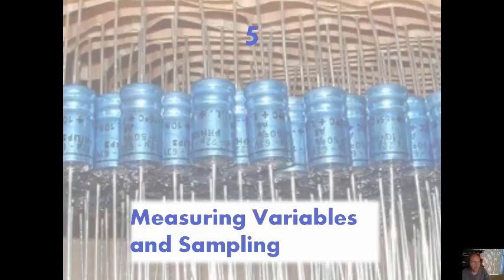So now we're going to start on Chapter 5, Measuring Variables and Sampling. This chapter is particularly relevant to the final project, whereas in fact you're going to consider the dependent and independent variables of whatever you're considering to research. What you're considering to research as a potential cause and effect relationships.